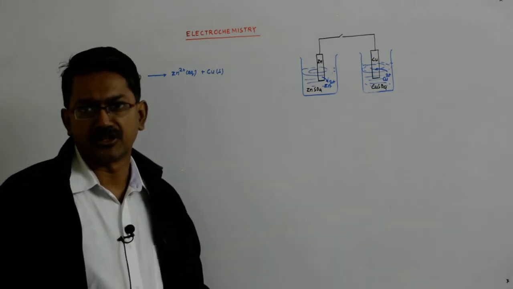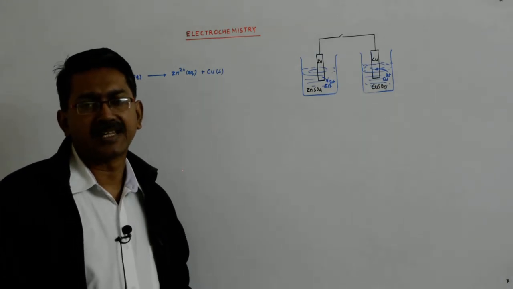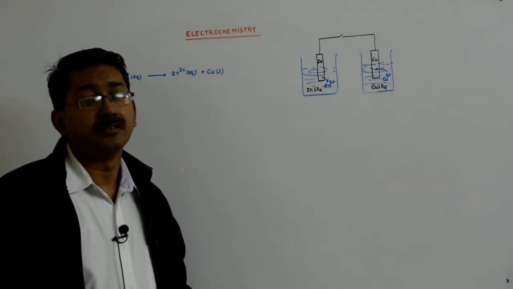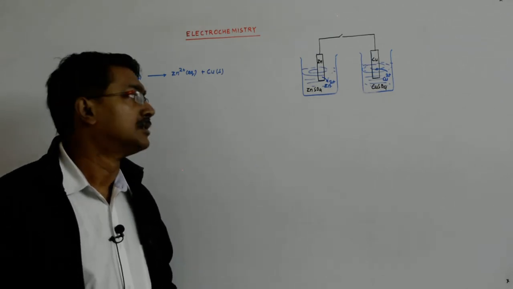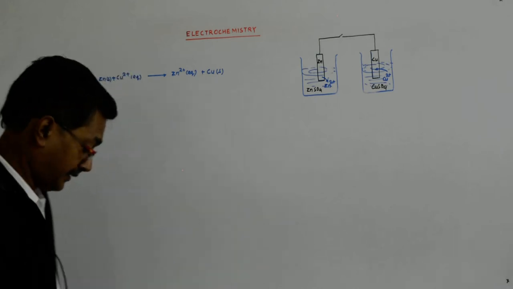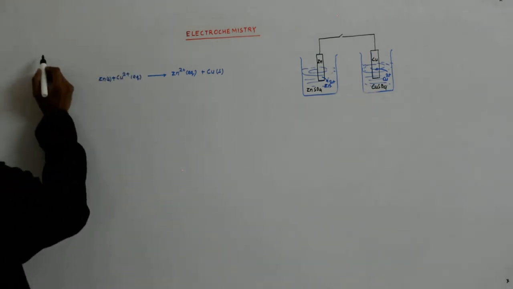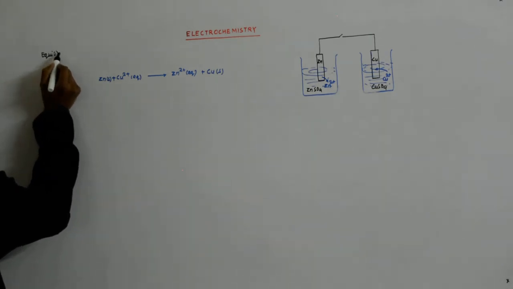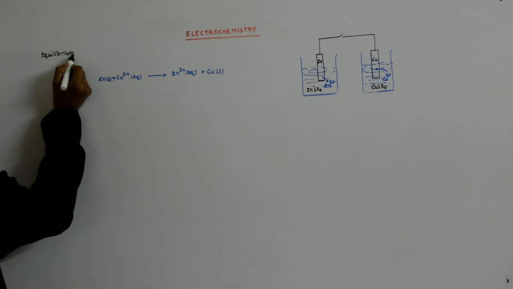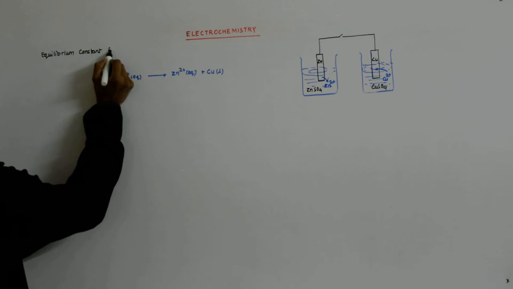the Nernst equation. And that is one of the biggest applications of the Nernst equation, or the EMF of the cell. Fine. So we are actually trying to find out the equilibrium constant from the Nernst equation.